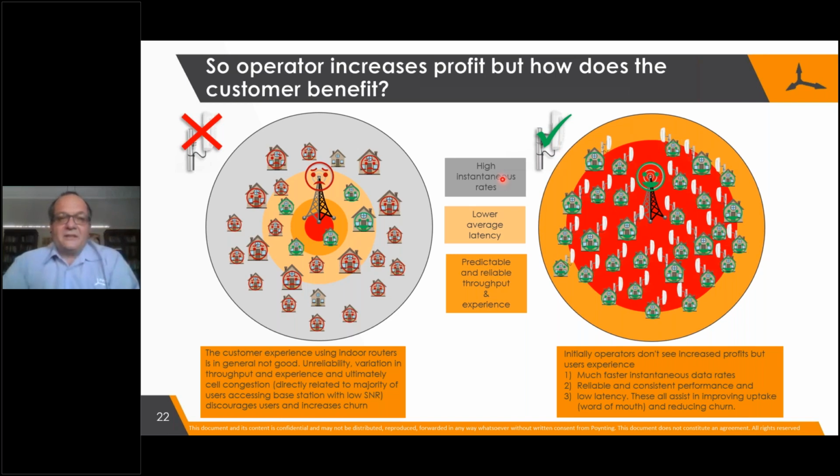But for the users, there's also nice benefits. They get high instantaneous rates. Okay, so you get much happier users right from the word go when they've got external antennas. Of course, that in itself reduces churn and increases take-up by word of mouth. The latency is typically much lower. In other words, there's much less multipath, and that makes things work faster. And it's predictable and reliable.